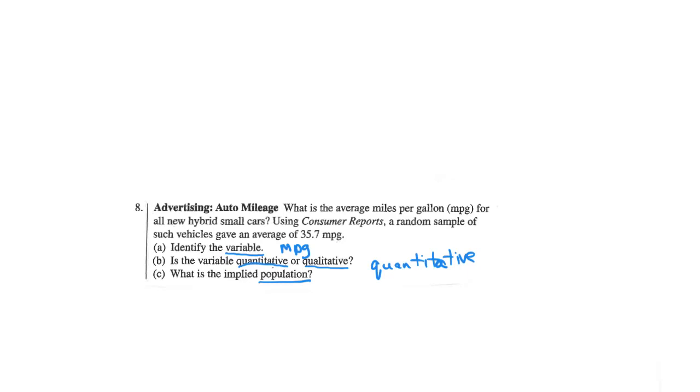Okay, so the implied population, as we mentioned, we need to mention the variable and the individual. So the implied population would be the mile per gallon rating, right? That's the thing we're measuring for all, because it's population, new, let's see, how did they say it? Hybrid small cars.